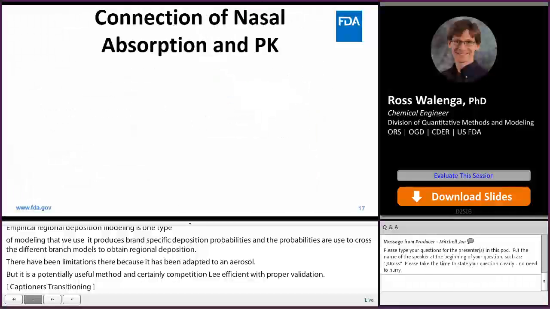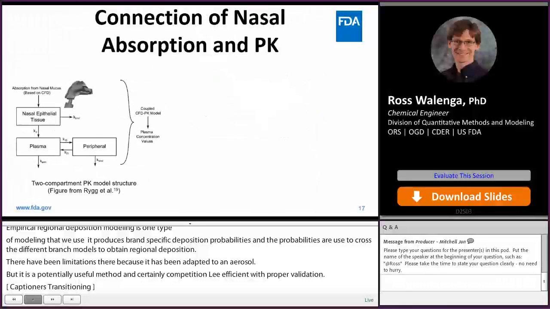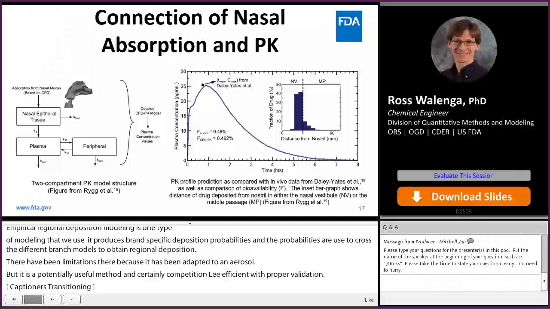From this concept, this was connected to a PK model, which included a nasal epithelial tissue compartment, so your local tissue PK, and also a systemic model. So in this case, it was validated against systemic PK data.